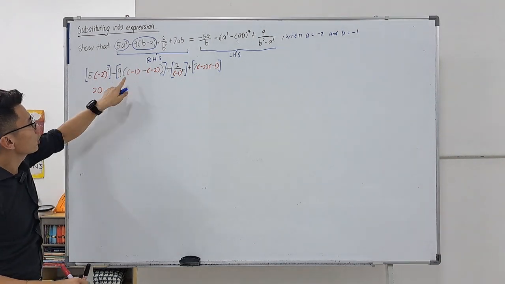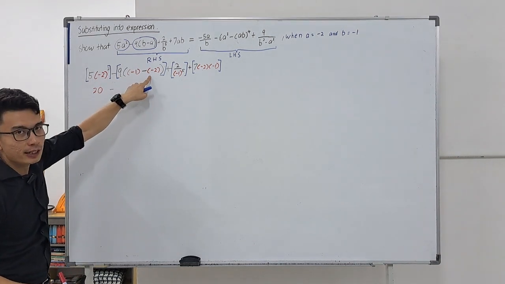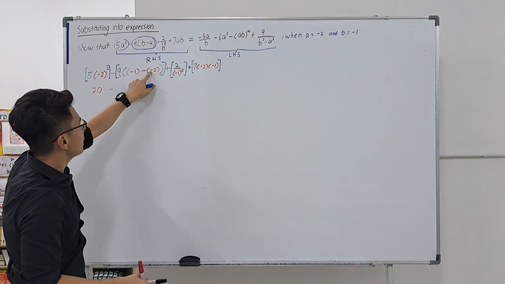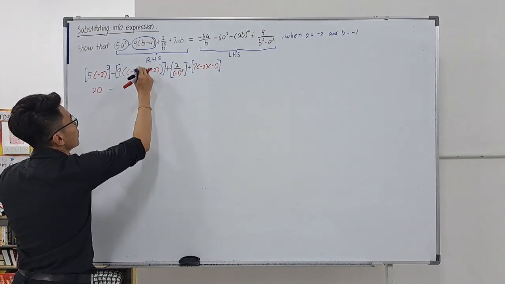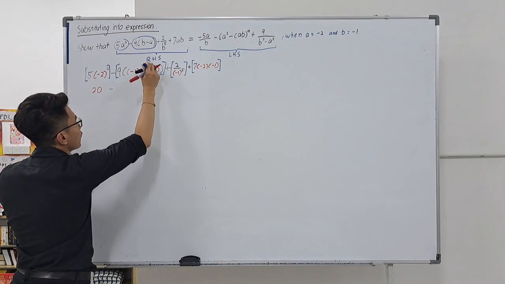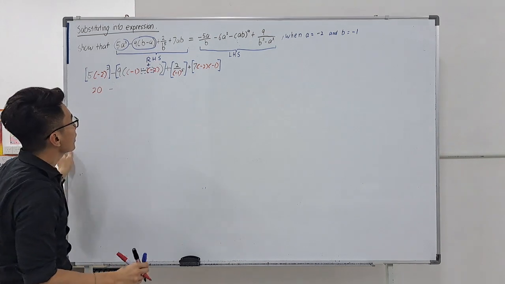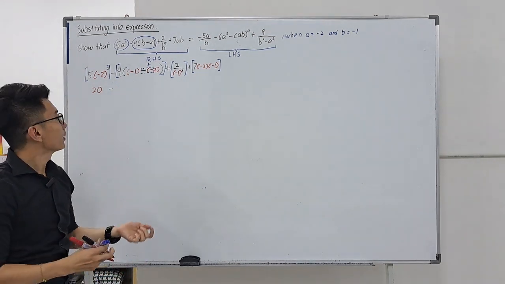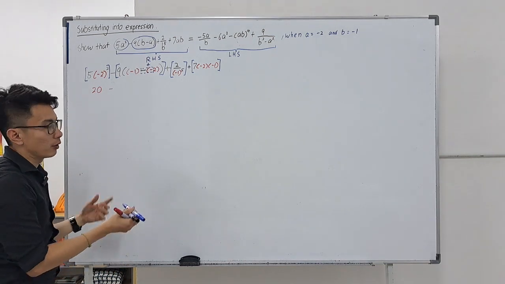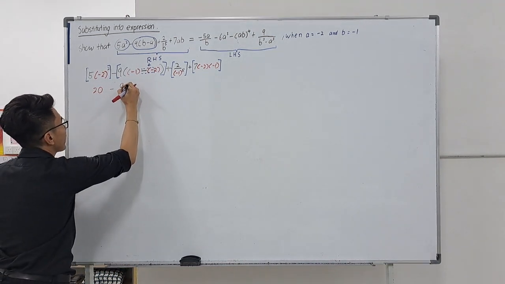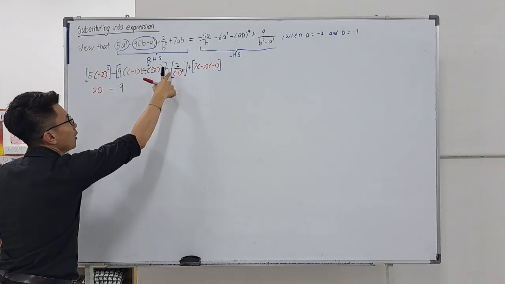So what do I have here? Since I have a bracket inside, I have to solve the brackets first. I have a negative here and a negative here, which should give me a positive. So negative 1 plus 2 will give me 1. 1 times 9 will give me 9. So I will have 9 here for this whole thing.